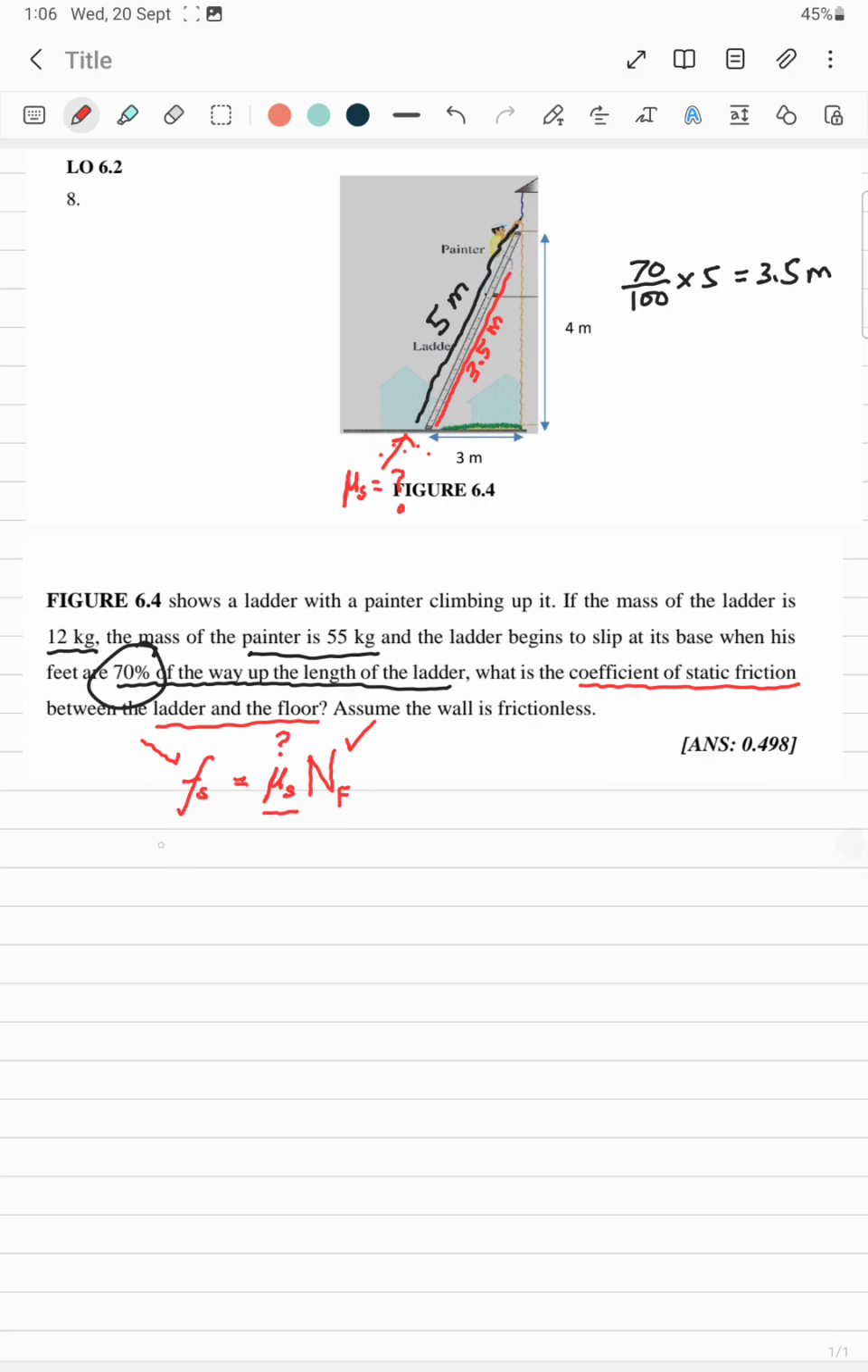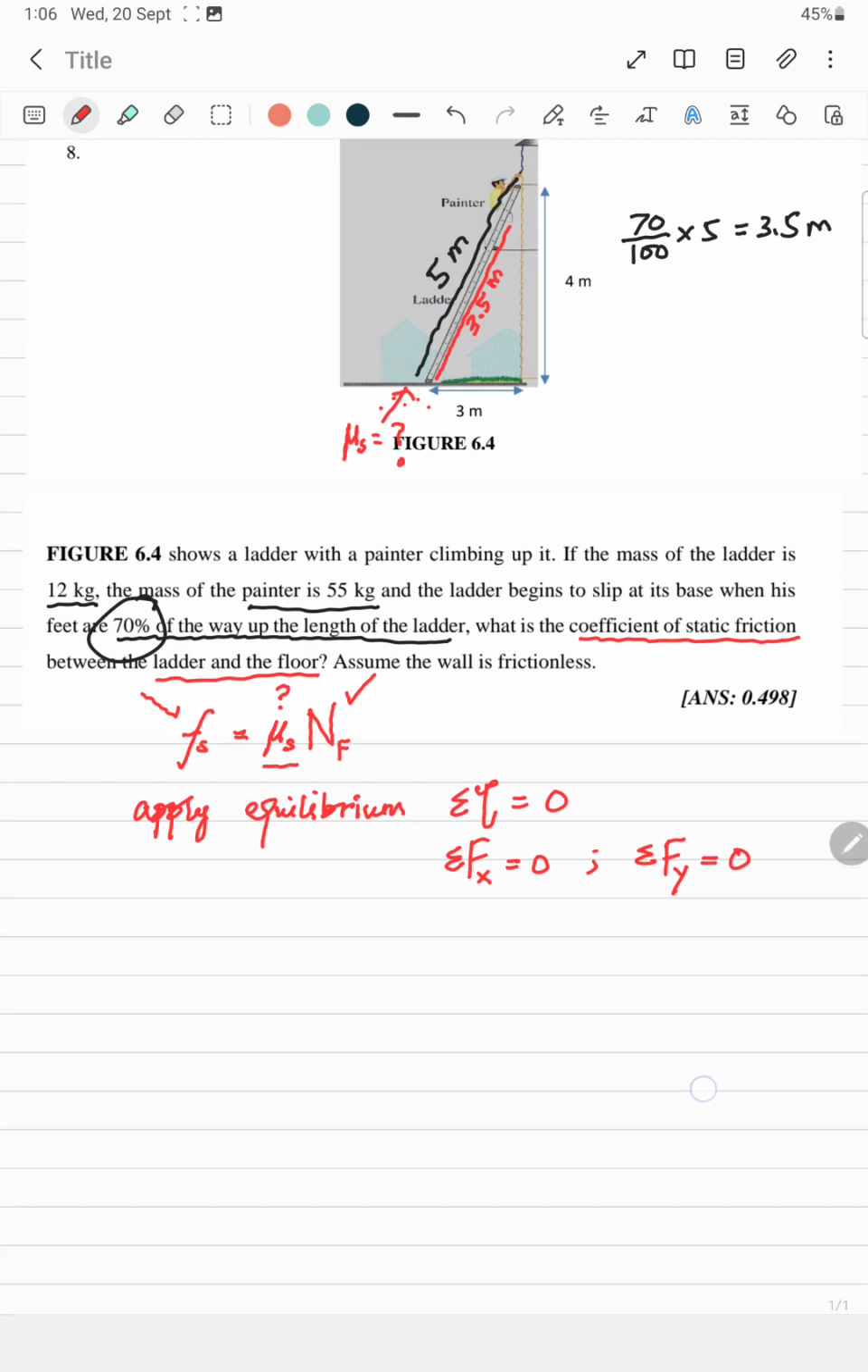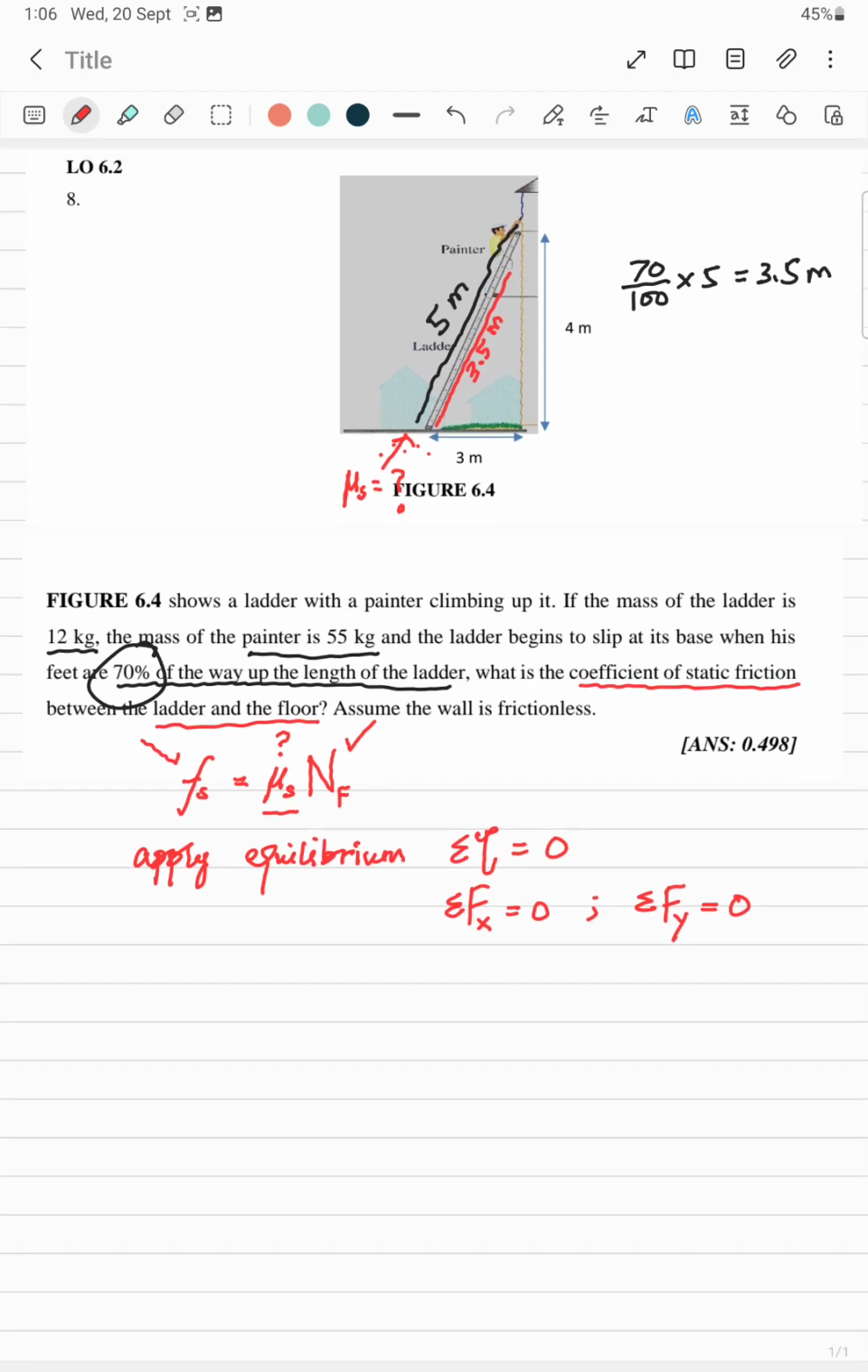To solve this question, I'm going to apply the conditions for equilibrium, whereby the summation of torque equals 0, the summation of force along the horizontal x-axis is 0, and the summation of force along the y-axis also equals 0. To solve this, I'm going to draw the free body diagram for the ladder, representing the ladder with length 5 meters.